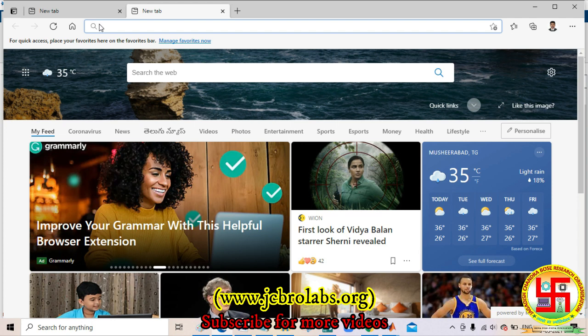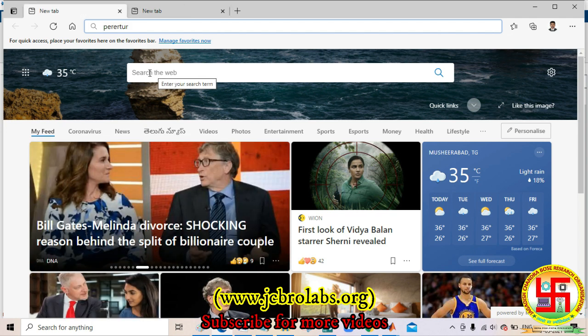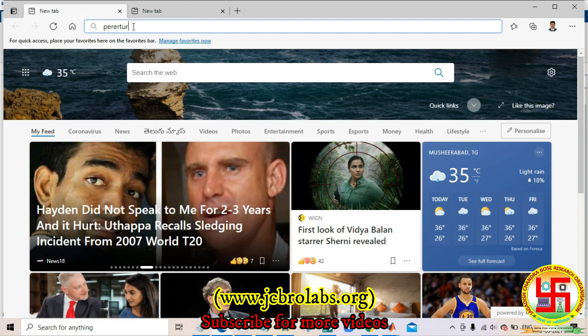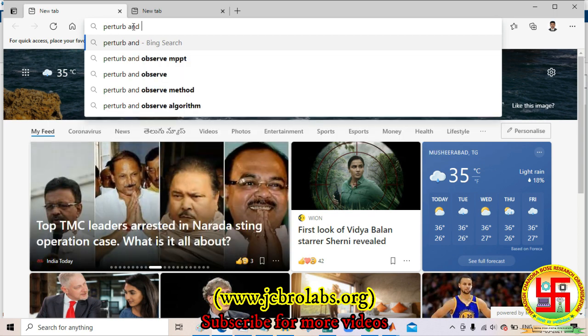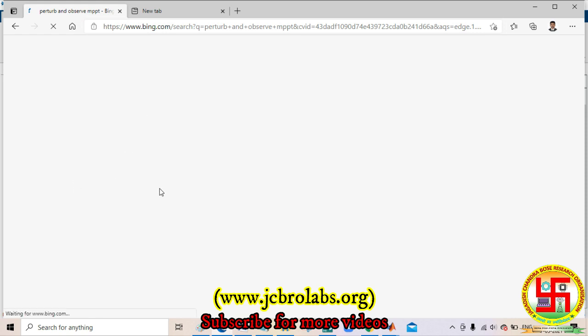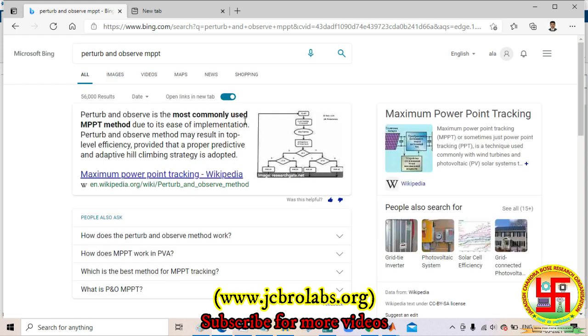Now here is the perturb and observe algorithm, which we are discussing. Perturb and observe MPPT. I will show the flowchart, so from the flowchart we will see how we designed the MPPT algorithm in a simulation.